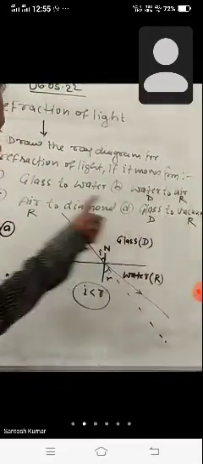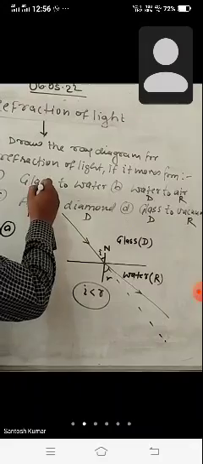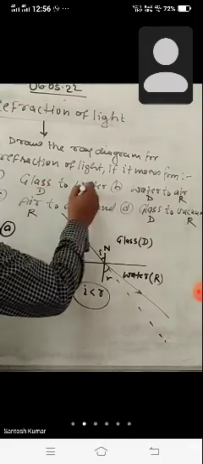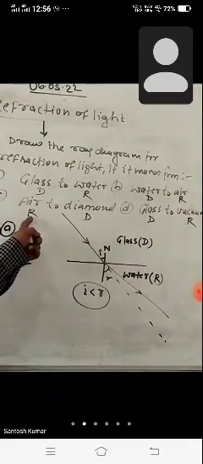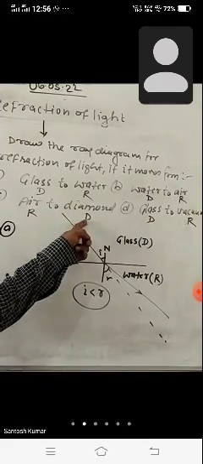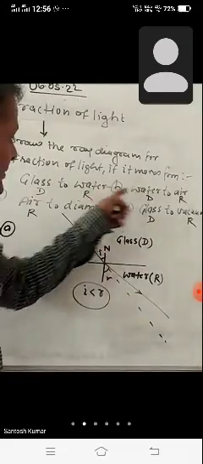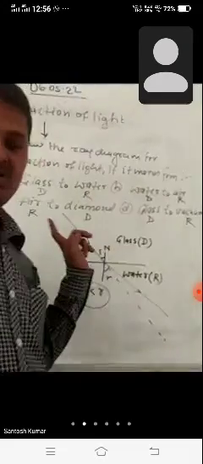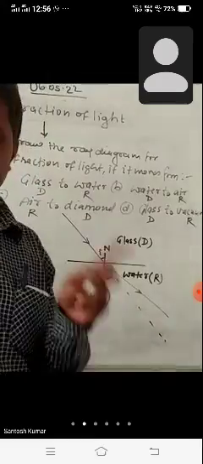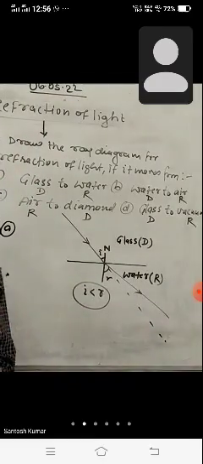2 diagrams here. This is denser to rare. This will be only rare to denser. So in all 3 cases, the same diagram will be there. Only the medium will be changed, but the figure will remain the same. So just do it yourself and try to understand, then move forward. I think there should not be any problem to anyone.